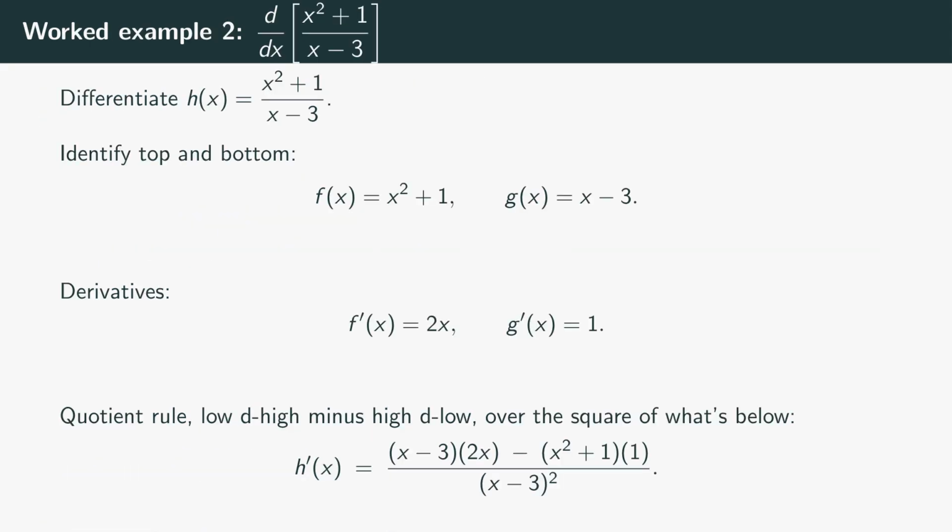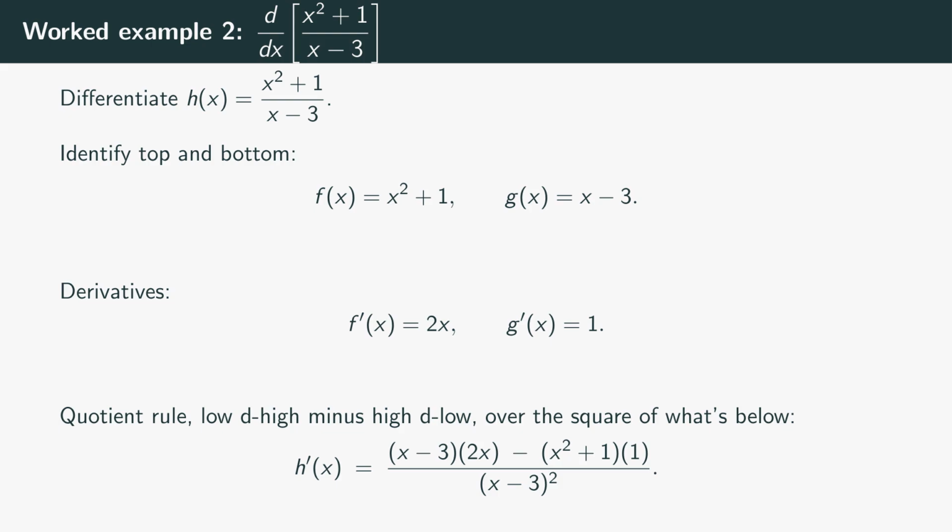Second worked example. Differentiate the quantity x squared plus 1 all over x minus 3. Quotient rule territory. Label the pieces. Top is f equals x squared plus 1. Bottom is g equals x minus 3. Compute derivatives. F prime is 2x, g prime is 1. Now write the quotient rule. The numerator is g times f prime minus f times g prime, which is x minus 3 times 2x minus x squared plus 1 times 1. The denominator is g squared, which is x minus 3, quantity squared.